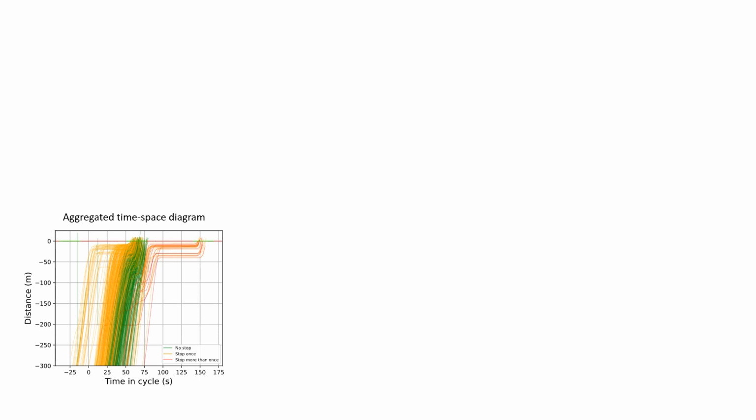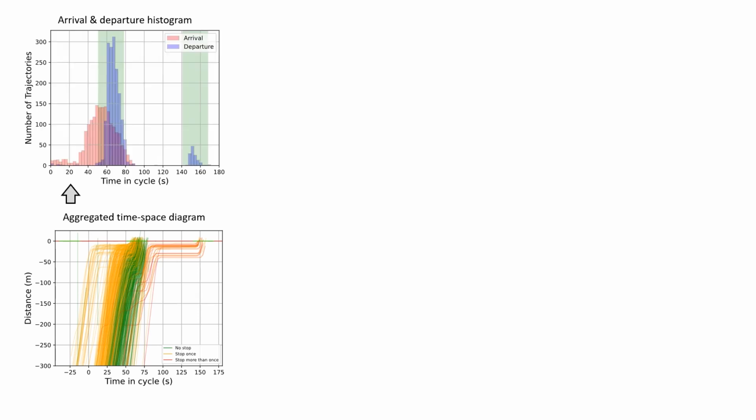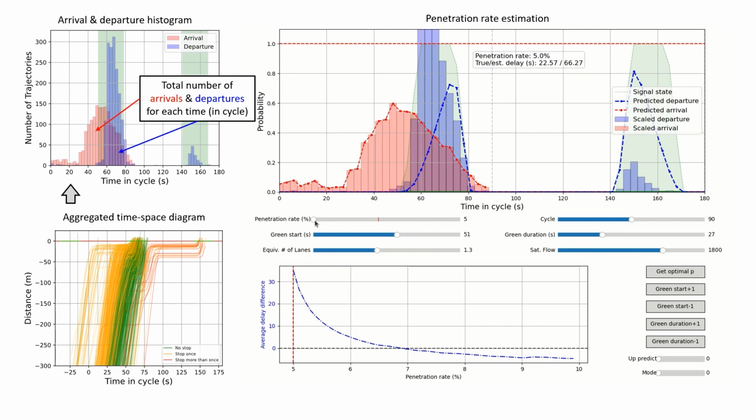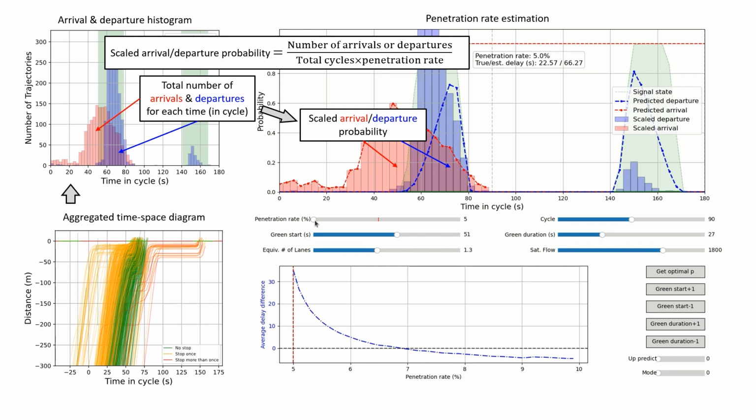From the aggregated time-space diagram, we get the arrival and departure histograms. With a given penetration rate, the total number of arrivals and departures of each time step can be converted to an arrival/departure probability. This probability is scaled by dividing the number of arrivals or departures by the product of the total number of cycles within the aggregation period and the penetration rate.